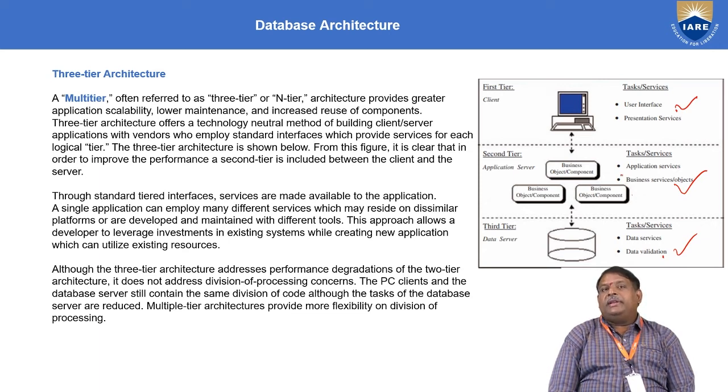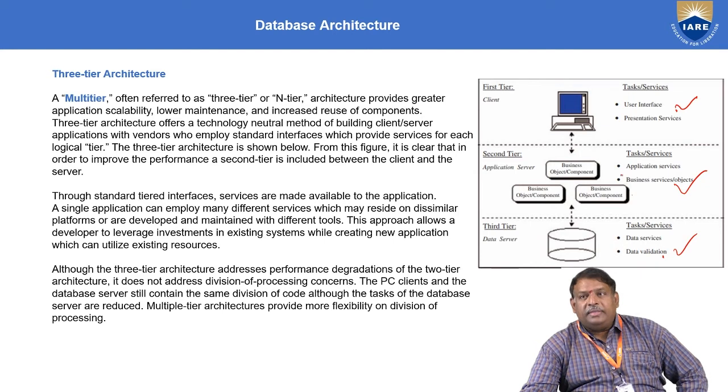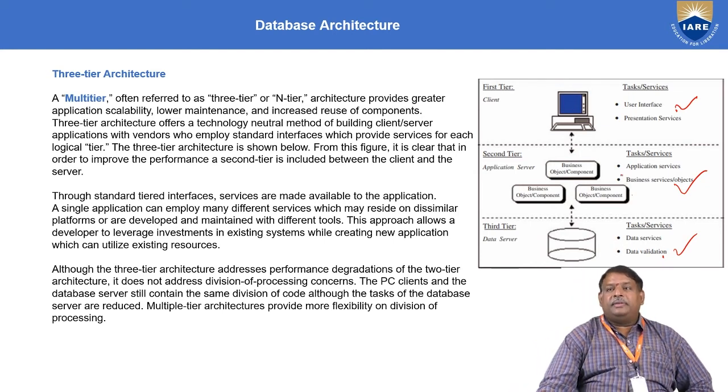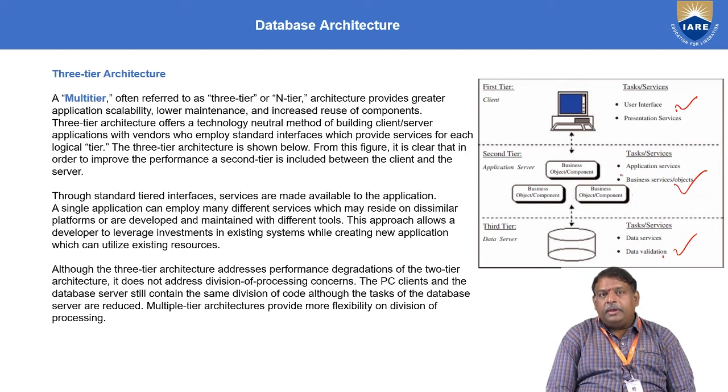From this figure, it is clear that in order to improve performance, a second tier is included between the client and server. Earlier, we had only the client and the data server. Now we are going to introduce a new tier called the application server, which takes care of the application services and the business logic. Those standard tier interface services are made available to the application.